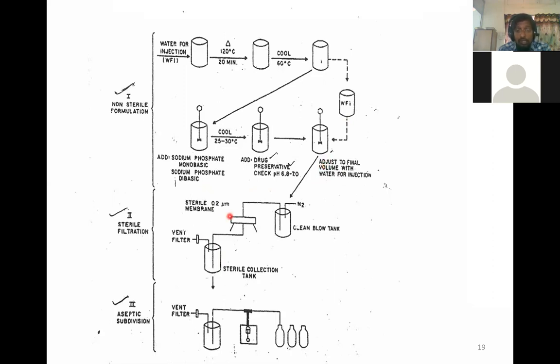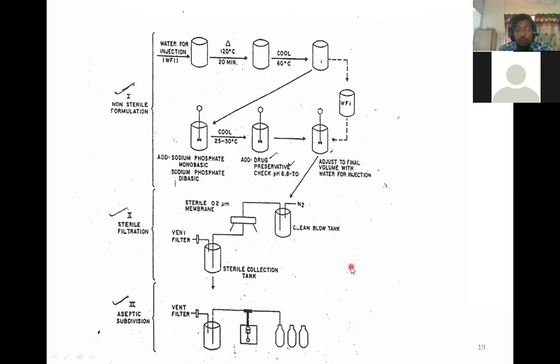Then we will go for the sterility step. In the sterile filtration step, basically we will filter it through 0.2 micrometer membrane filters. Then we will send it to the sterile collection tank. Then after that, after sterile filtration, we will go for the aseptic subdivision and we will pack and seal the bottle. So this is the schematic representation and flow chart of the manufacturing of small volume parenterals.